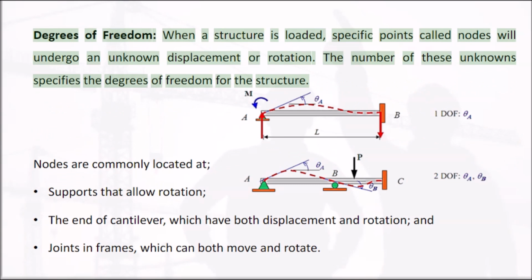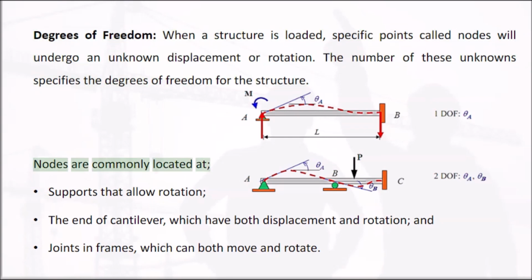Degrees of freedom. When a structure is loaded, specific points called nodes will undergo an unknown displacement or rotation. The number of these unknowns specifies the degrees of freedom for the structure. Nodes are commonly located at supports that allow rotation, the end of cantilevers, which have both displacement and rotation, and joints in frames, which can both move and rotate.